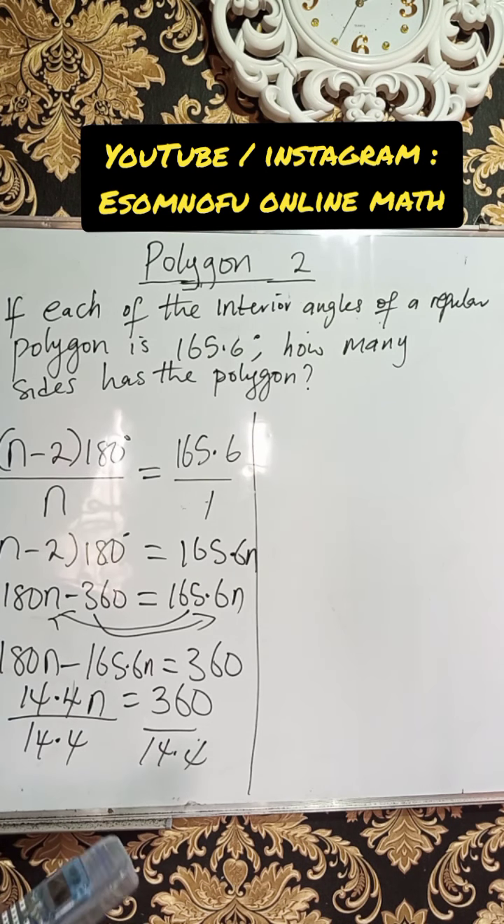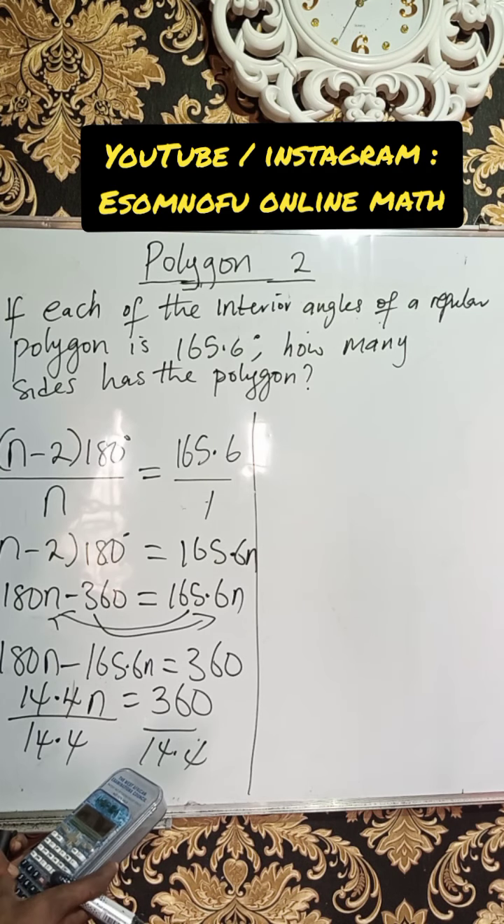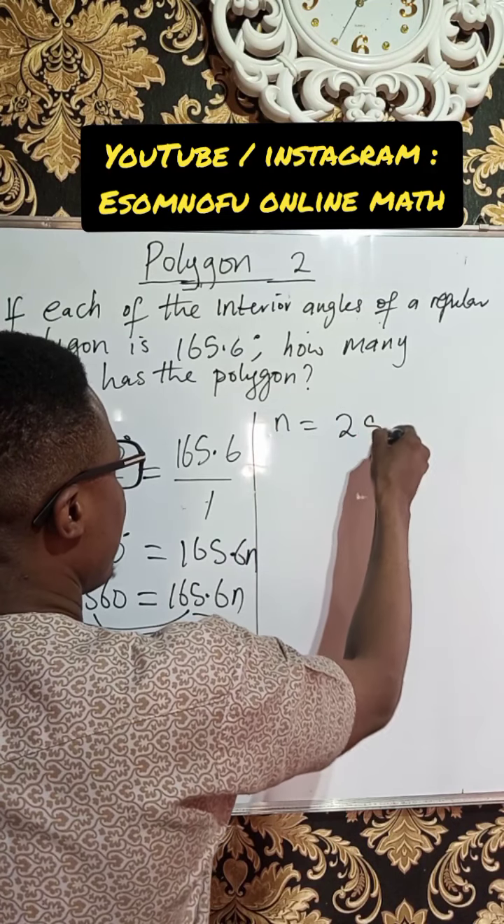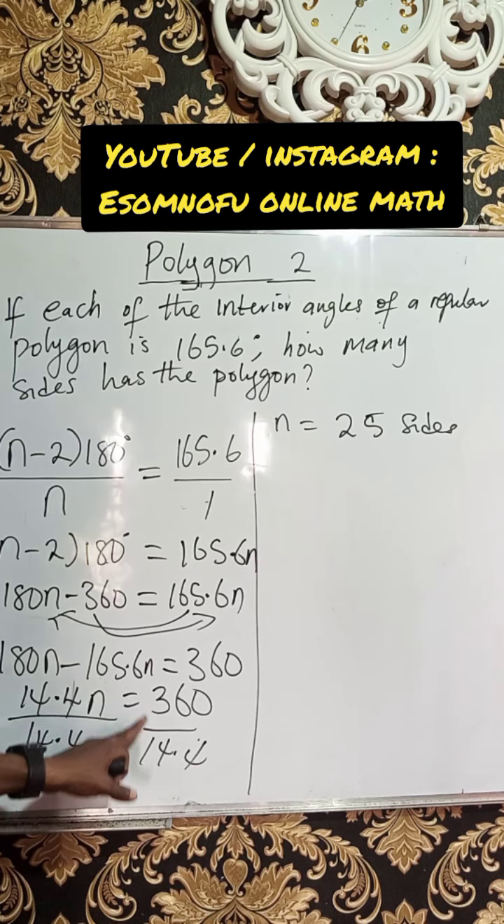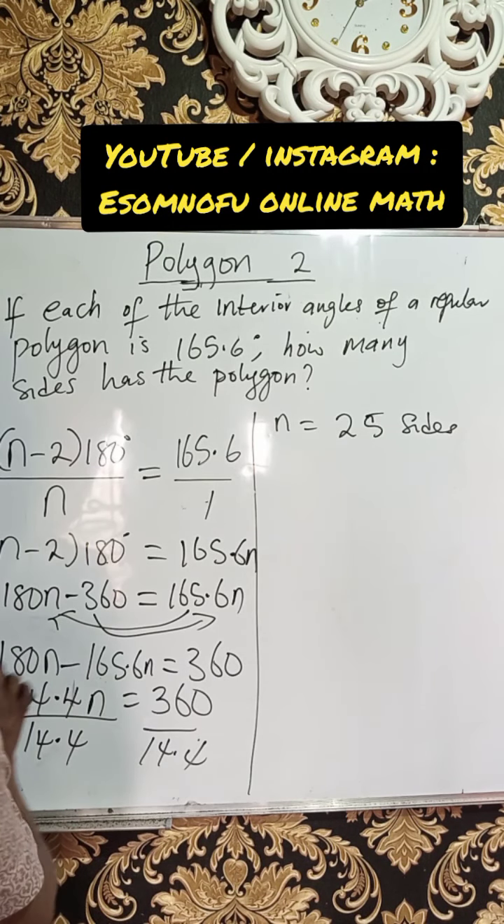So let's use a calculator and be faster. 360 divided by 14.4. When I do that, n will give me 25 sides. So the polygon has 25 sides because 360 divided by 14.4 is 25. And the number of sides owned by the polygon is 25. You can take this in a different dimension. There is yet another way you can solve this. Let us explore it.